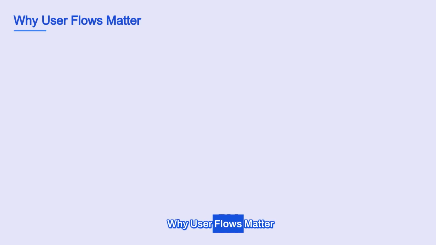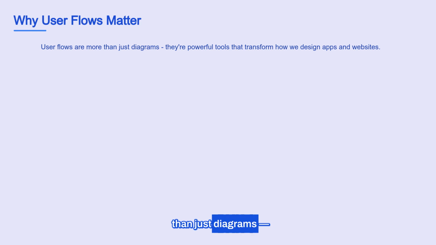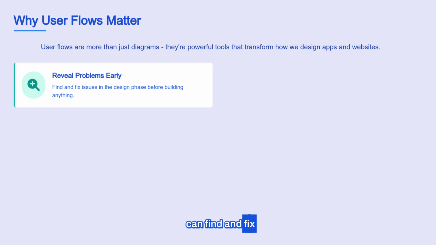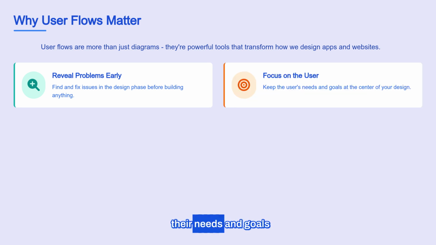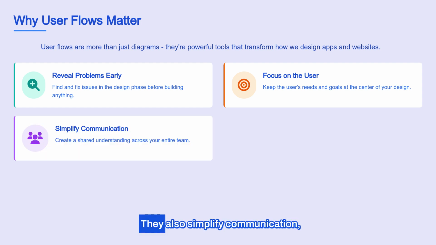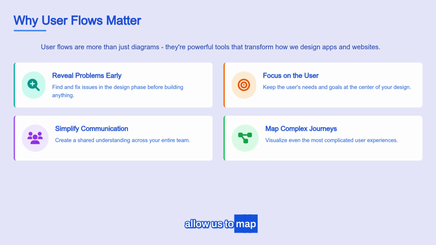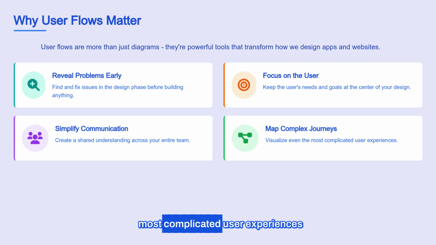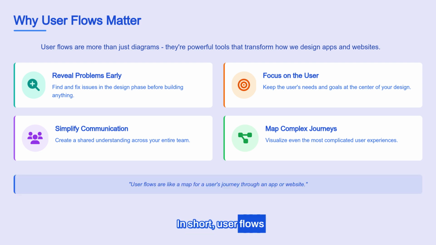Why user flows matter. User flows are more than just diagrams. They're powerful tools that transform how we design apps and websites. They help us reveal problems early, so we can find and fix issues before anything is built. They help us focus on the user, keeping their needs and goals at the center of the design. They also simplify communication, creating a shared understanding across the entire team. And finally, user flows allow us to map complex journeys. Even the most complicated user experiences can be visualized step by step. In short, user flows are like a map that guides a person's journey through an app or website.